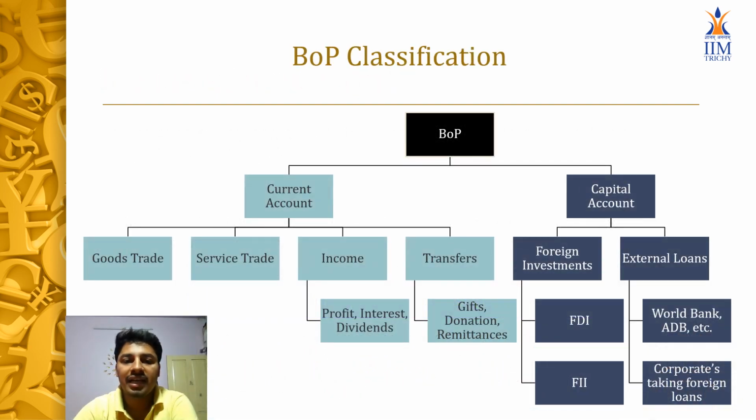Balance of payment can be classified into two parts: current account and capital account. The current account involves goods trade, like import and export of machineries, consumer goods, etc. Service trade includes IT services, customer support services, etc. Income includes the outflow and inflow of money in the form of profit, interest, and dividends earned by investors. Transfers are one-way money transfers, which include gifts, donations, and remittances.